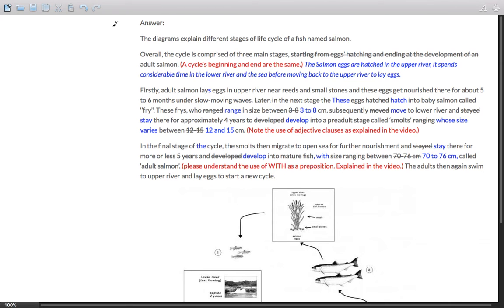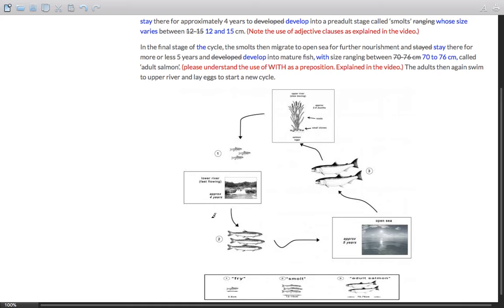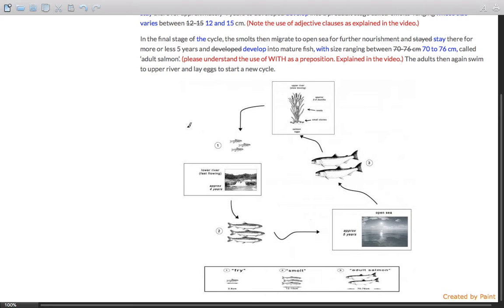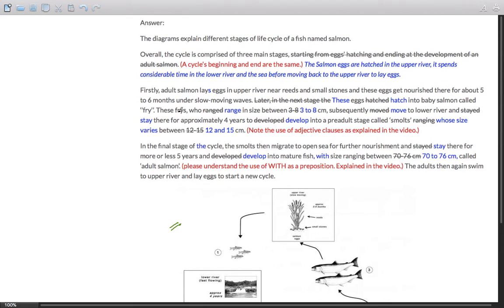Okay, this is an IELTS answer correction, and the question, you can find a link to this answer below this YouTube video. Just go through the question, you'll see a figure, something like this over there. The purpose of this video is not to discuss this figure, but to explain some of the mistakes a student has committed. Primarily, there are two things that I would like to discuss in this video: the use of adjective clauses and the use of with as a preposition.